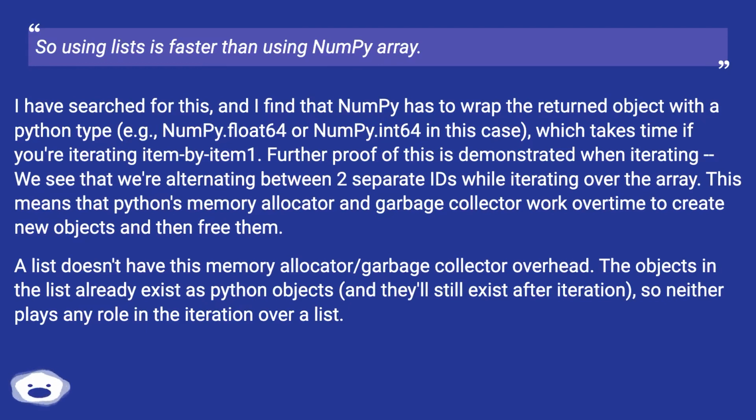This means that Python's memory allocator and garbage collector work overtime to create new objects and then free them. A list doesn't have this memory allocator/garbage collector overhead. The objects in the list already exist as Python objects, and they'll still exist after iteration, so neither plays any role in the iteration over a list.